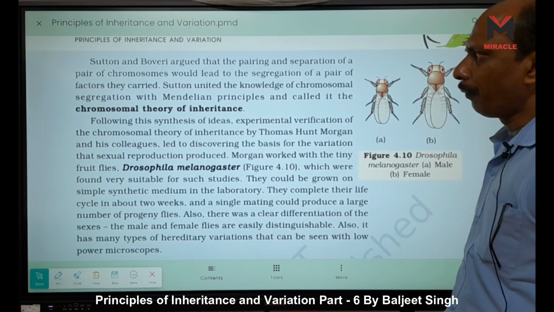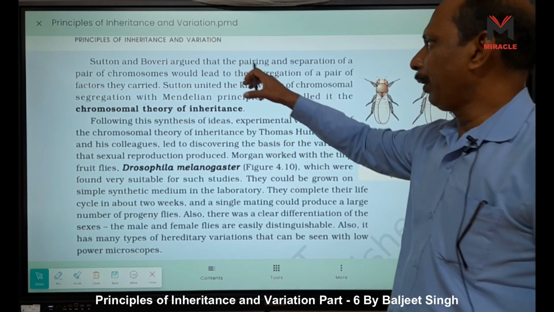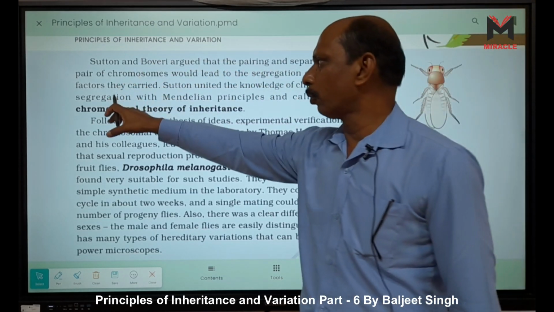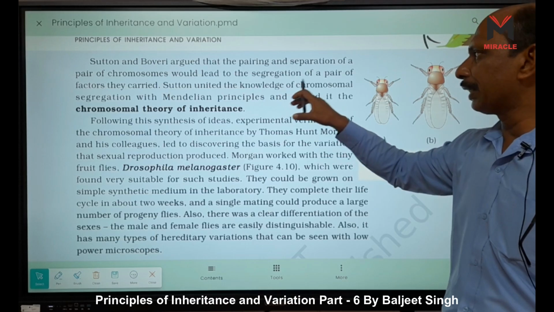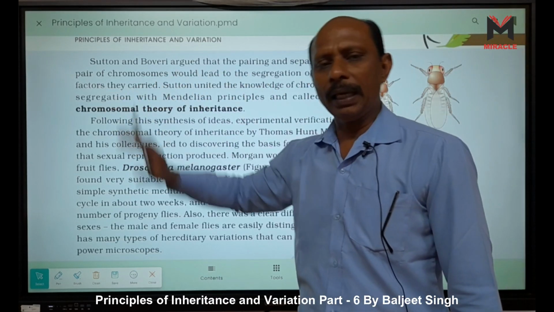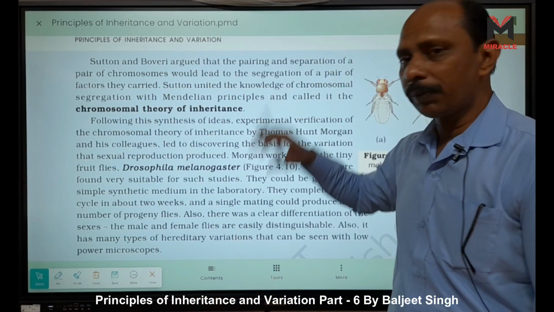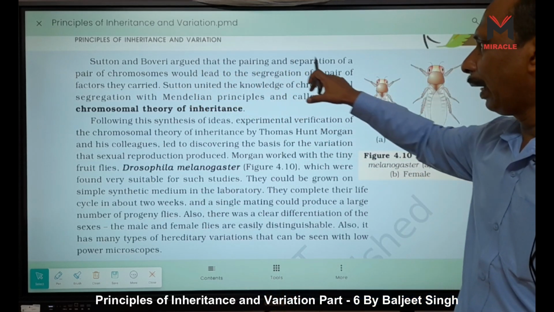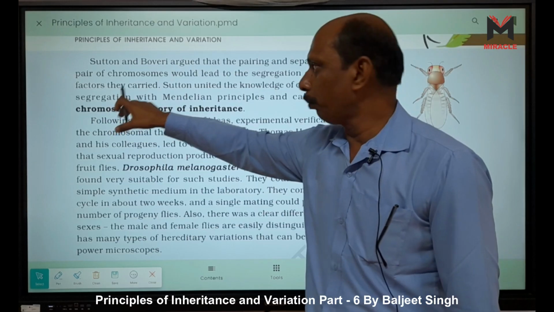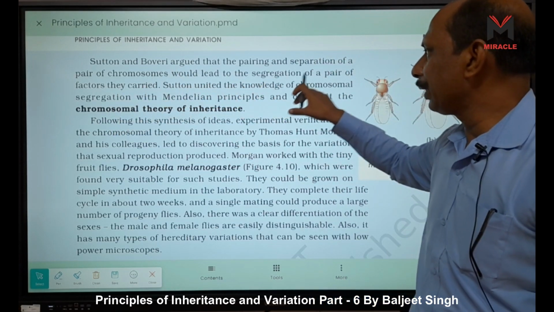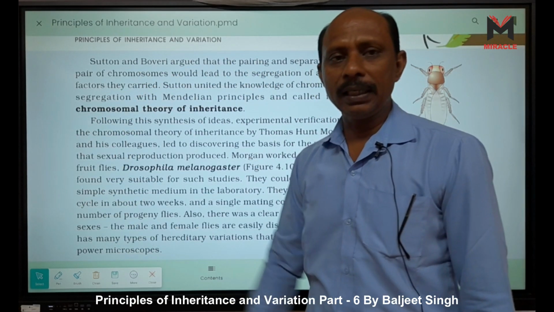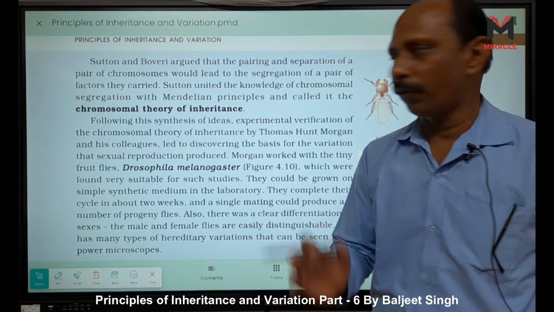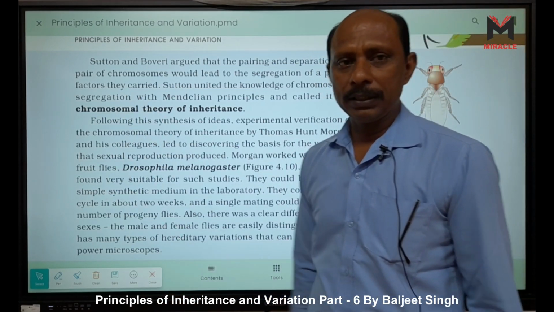Now Sutton and Boveri argued that the pairing and the separation of a pair of chromosomes would lead to the segregation of a pair of factors they carried. Pair of factors means what? These are genes, right? Segregation means they separate. Factor means genes.